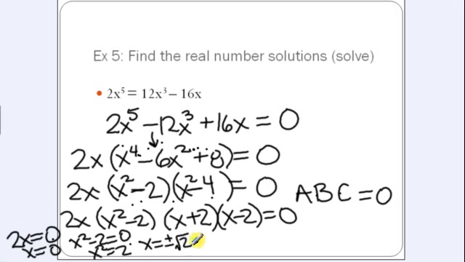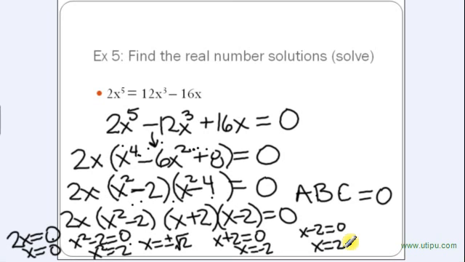Remember that when we take the square root, we have to put the negative back in, because a negative times a negative still equals a positive. So that actually gives me 2 more solutions. And then I have x plus 2. If that equals 0, then x would equal negative 2. And my last factor of x minus 2, set that equal to 0. So then x would equal positive 2.